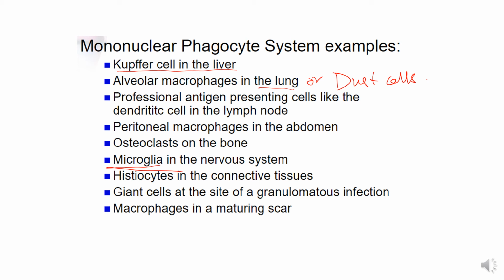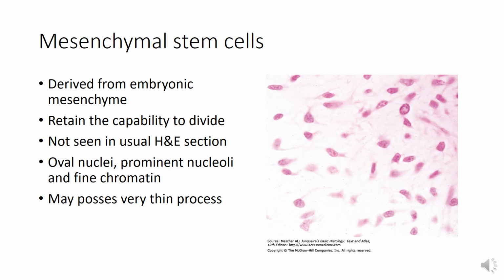These macrophages combine at the granulomatous infection site, and they form cells which are known as the giant cells. So multiple cells combine and form the giant cells. And macrophages are also present in the maturing scar tissue. Mesenchymal stem cells are derived from the embryonic mesenchyme, and they retain the ability to divide.